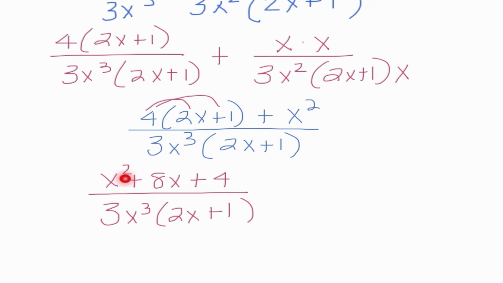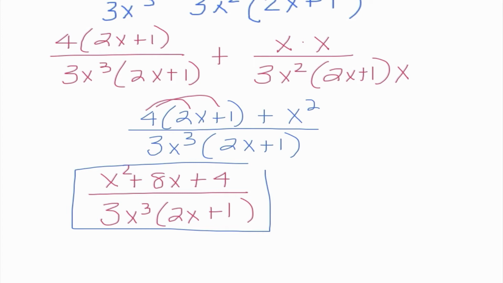I need to make sure that it is simplified. I know things are simplified if there are no common factors. So looking at this, are there any factors of 4 that add up to be 8? And there are not. So x squared plus 8x plus 4 over 3x cubed times 2x plus 1 is our final answer.